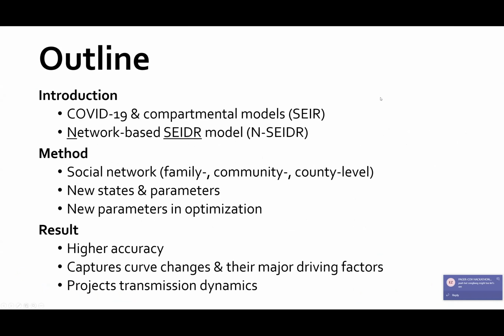In the introduction, I will give an overview of COVID-19 severity and the traditional models in use, like SEIR, and also our new network-based SEIDR model, N-SEIDR. The novelty of N-SEIDR comes from three aspects. We bring in the social network. Also, we introduce new states and parameters, as well as new parameters in optimization. In the results, we highlight that our new model has high accuracy, can capture curve changes and their major driver factors, and project the transmission dynamics.